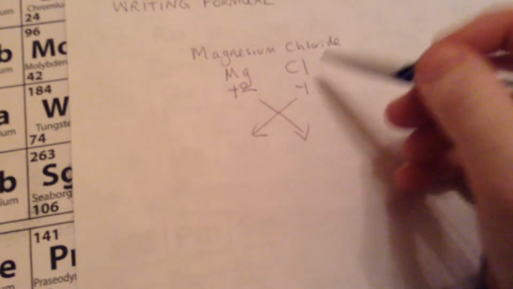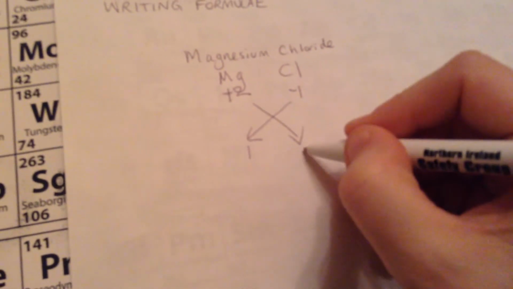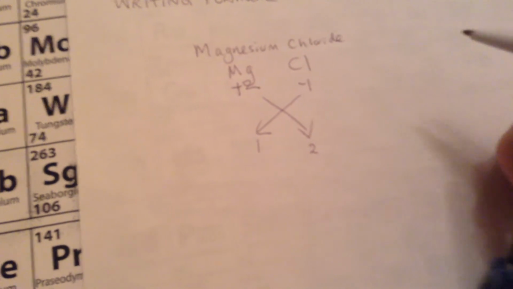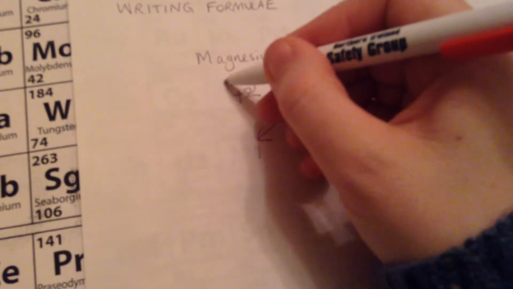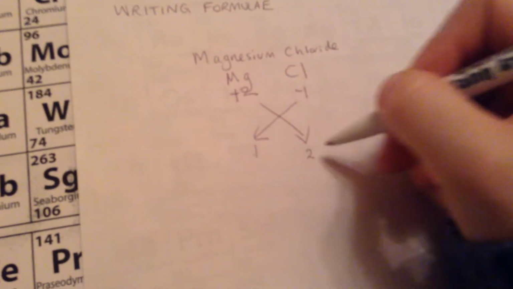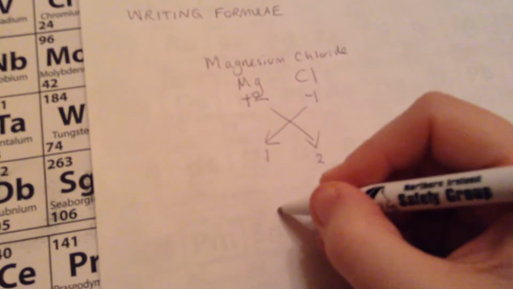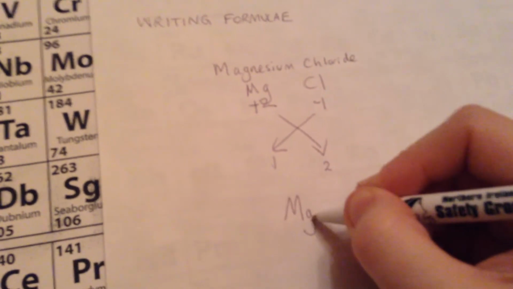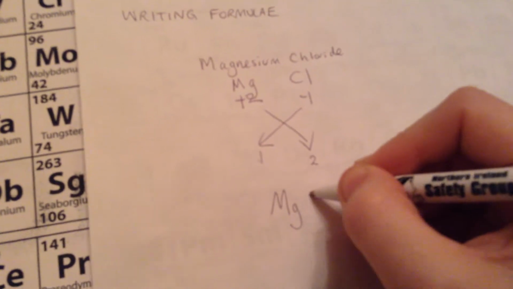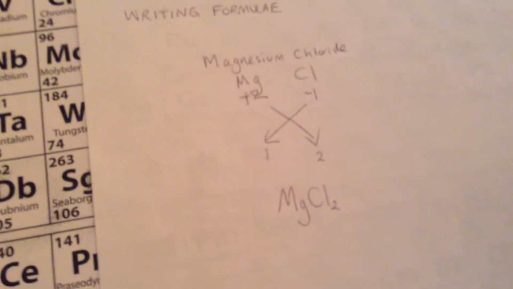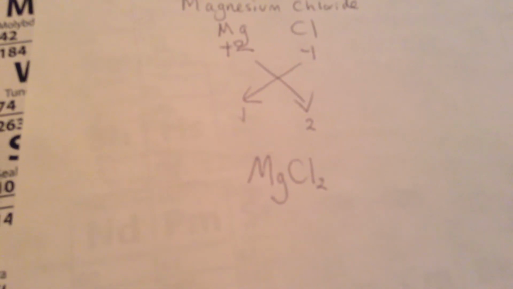Okay, so we're going to swap the numbers. We're going to give chlorine's 1 to magnesium. We're going to give magnesium's 2 over to chlorine. And what that tells us is in the formula, there's 1 magnesium atom and 2 chlorine atoms. So the formula is Mg1, which you can just leave off, Cl2. All right, make sure that your little numbers are subscript and that they're small, okay?